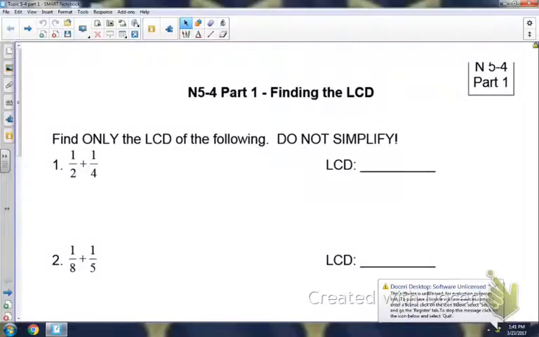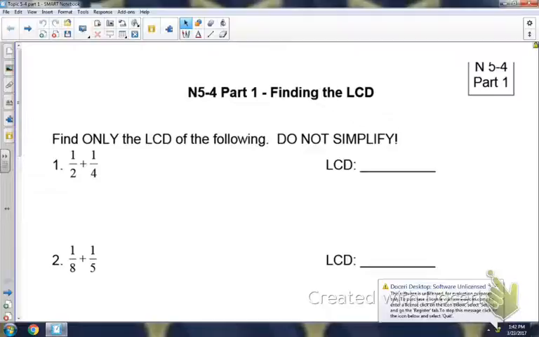On notes 5.4 part 1, we're going to be finding the LCD, which means the least common denominator. And that's all we're going to be doing on 5.4 part 1. And then part 2 will actually be adding and subtracting fractions. So we have to have that common denominator. That's why we need to learn how to find the LCD.